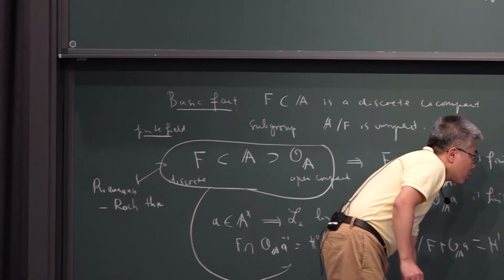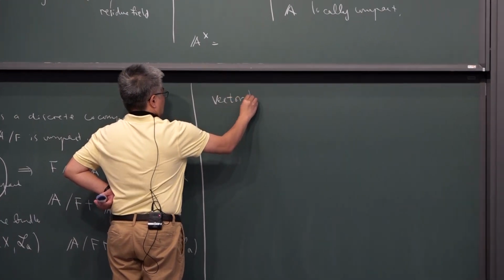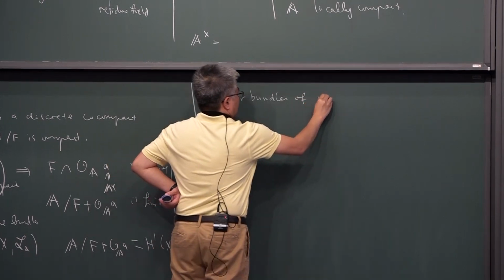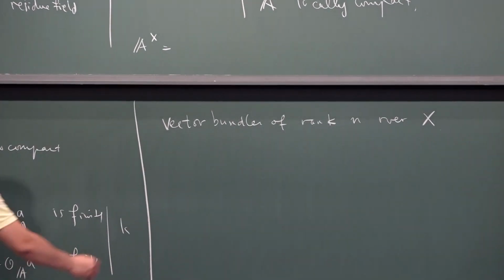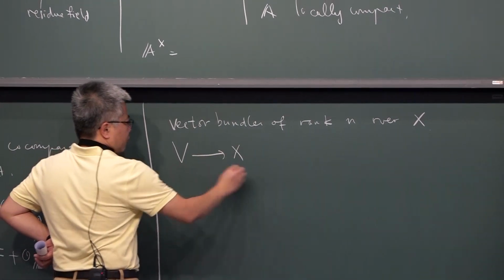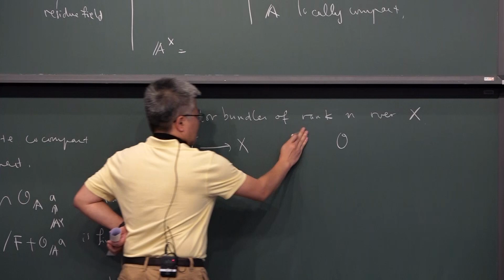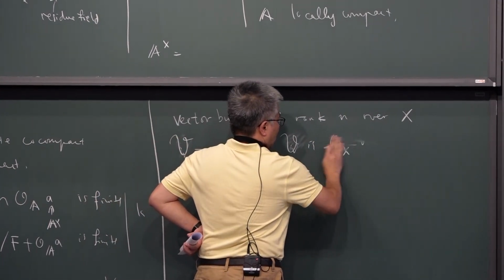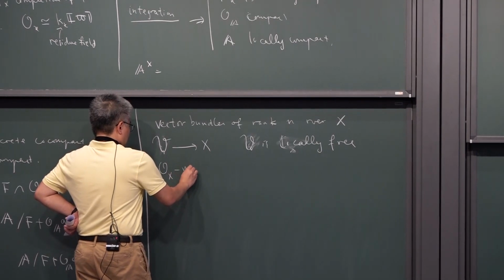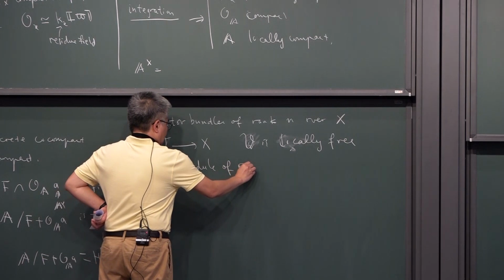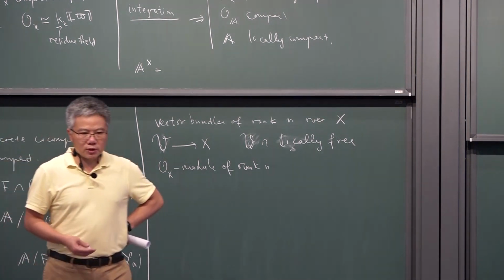Okay, so now what we are going to try to understand is vector bundles of rank N over X. So V is a vector bundle over X, where V is now an O_X module, locally free, of rank N. That is a vector bundle. In algebraic geometry, one uses O_X modules that are locally free.